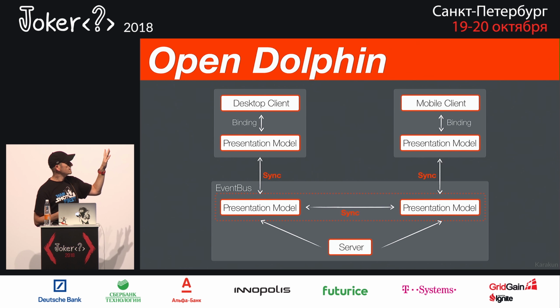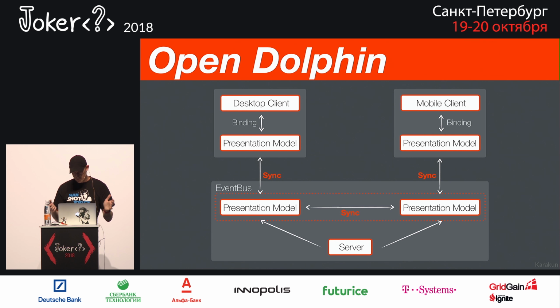And on the client side, it doesn't matter which one, the controls themselves are bound to the presentation model. That means if you change something in the text field, with each click it will change something in the presentation model, send it to the server, synchronize, and the other client will get the update and do a live update. This is done by OpenDolphin, and that worked quite well for this purpose.